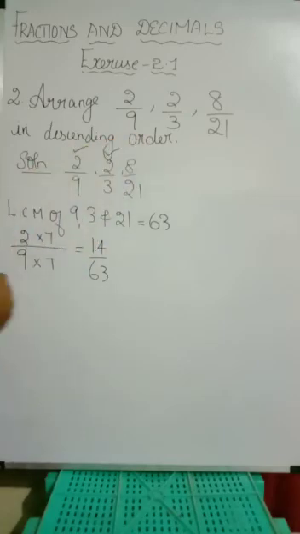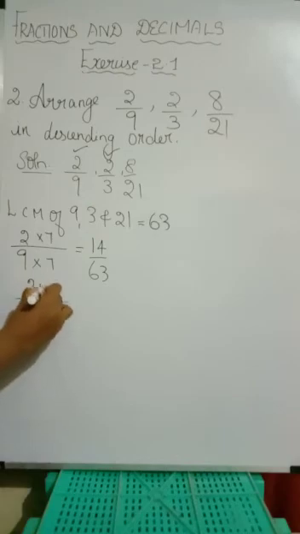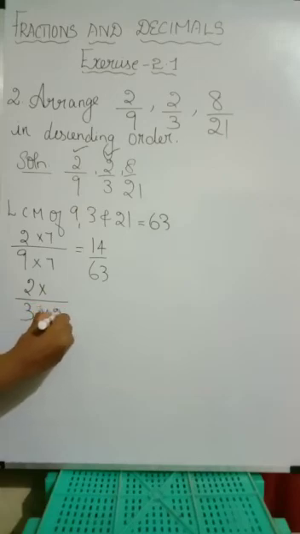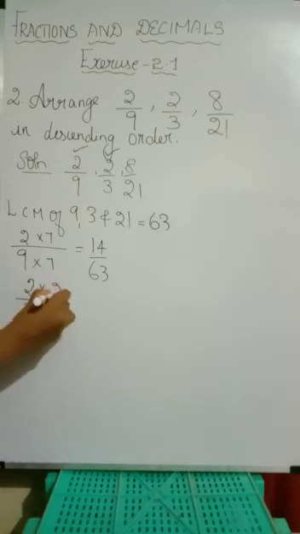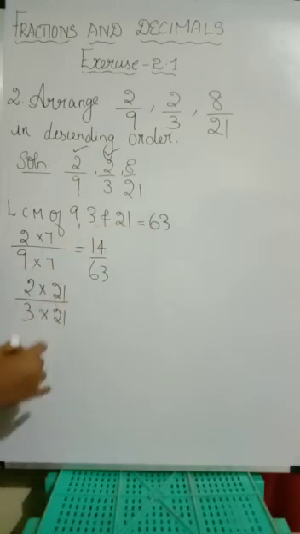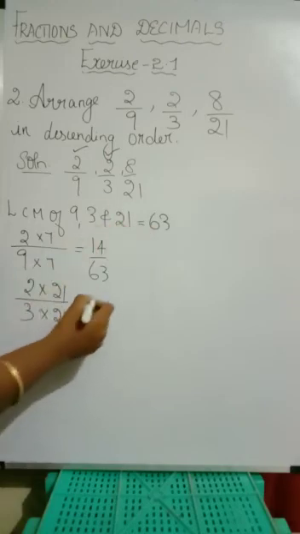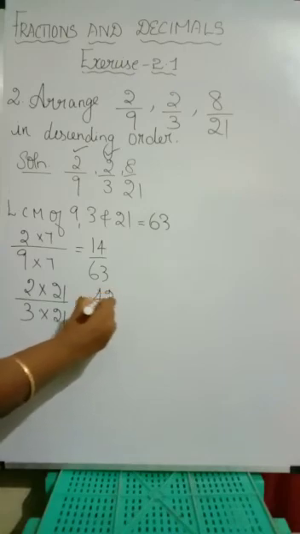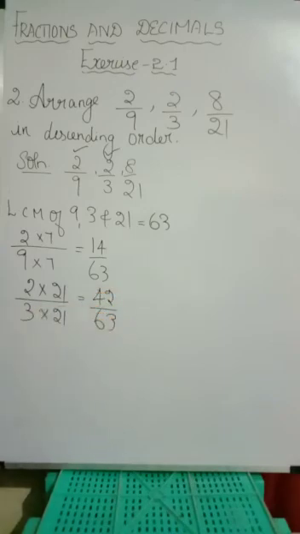Then take the next fraction. What is the fraction? 2 by 3. So 3 into which number will we get 63 there? 3 into 21. If you multiply both numerator and denominator by 21, we will get the denominator same as the LCM. So 2 into 21 is equal to 42. 42 divided by 63. Yes.